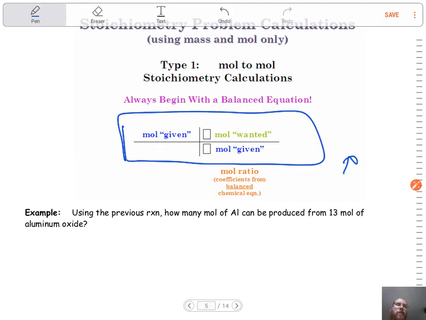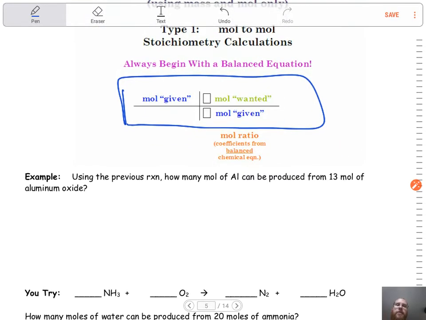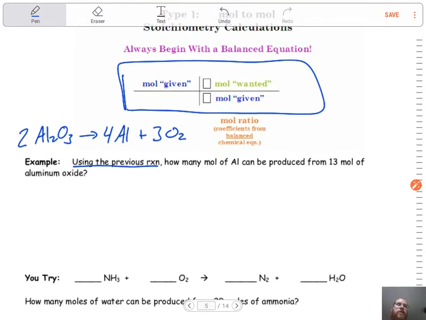So let's just jump right in. You'll see that they're similar to problems we've already done, but now it's a new little twist. So we're going to use that previous reaction. Like I said in the last video, the previous reaction that I'm referring to is from the last page in your notes. It's where we had 2 moles of aluminum oxide breaking down into 4 moles of aluminum plus 3 moles of oxygen. Now, with this roadmap, there are some components that we will talk about and how we use those in context of a problem.